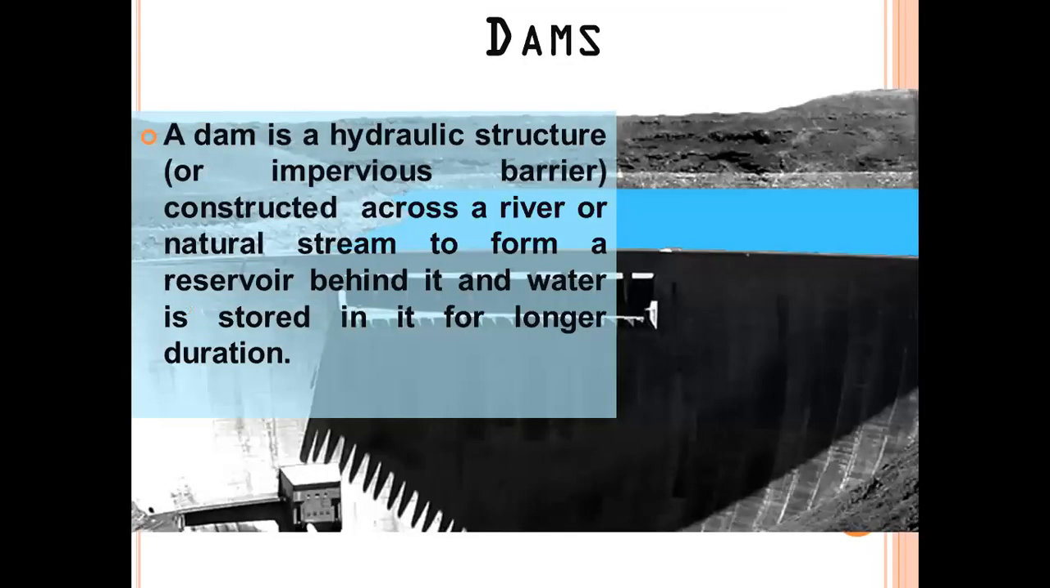Next, now we are coming to dams. A dam is a hydraulic structure. It is also an impervious barrier constructed across a river or natural stream to form a reservoir behind it, and water is stored in it for a longer duration. That means a dam is a hydraulic structure that is constructed to form the reservoir. So always, behind the dam is the reservoir.